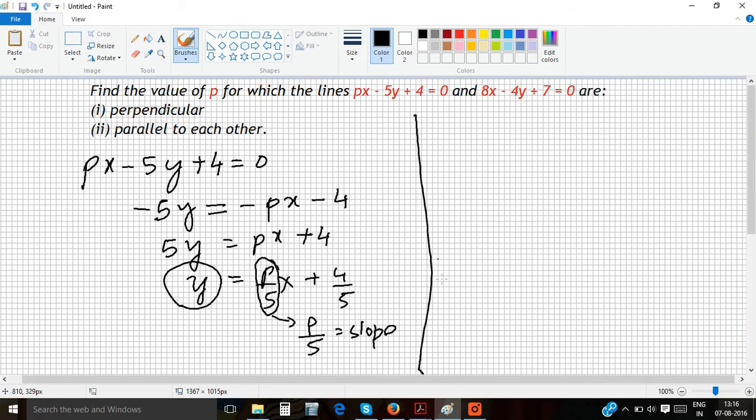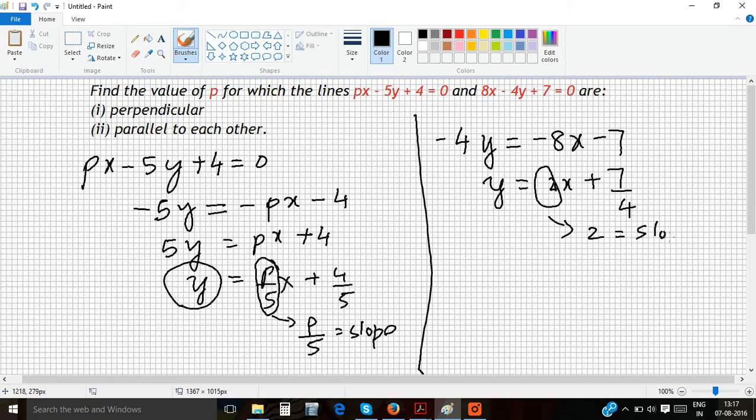And for the second line, I do the same thing. Negative 4y, I've straight away gone on to taking y over to the left side, is equal to negative 8x minus 7. Dividing through by 2 and changing all the signs, I get y is equal to 2x plus 7 over 4. And the slope of this line is 2, because the coefficient of x when y's coefficient is 1 is 2.